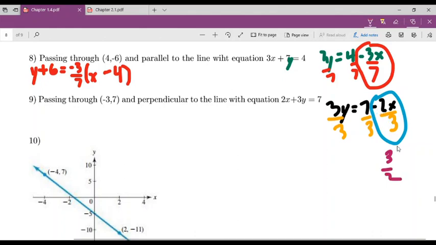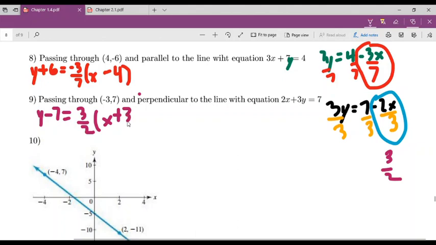3 is going to go to the top, 2 is going to go to the bottom. We're looking at perpendicular, remember? Perpendicular. Alright, so I'm going to do point slope again, just keep it really simple. So we're going to do y minus y1, which is your 7, equals our slope here, which is 3 over 2, times x minus x1. So x minus a negative 3 is going to give you a positive 3.